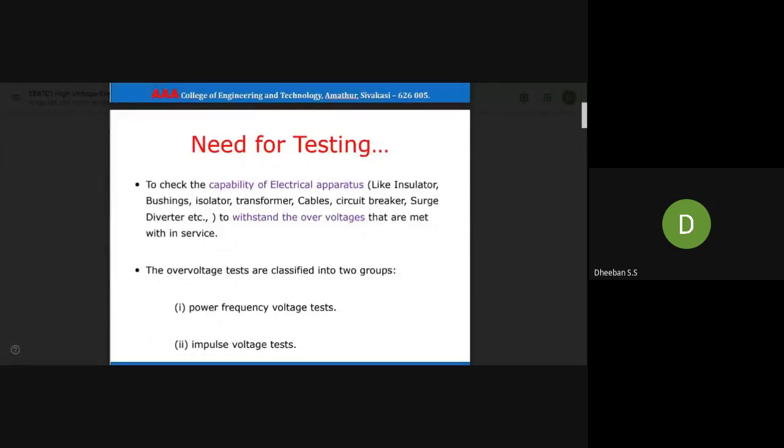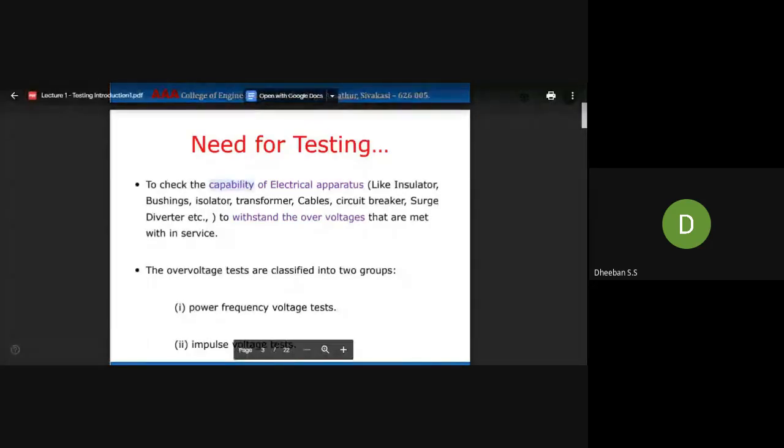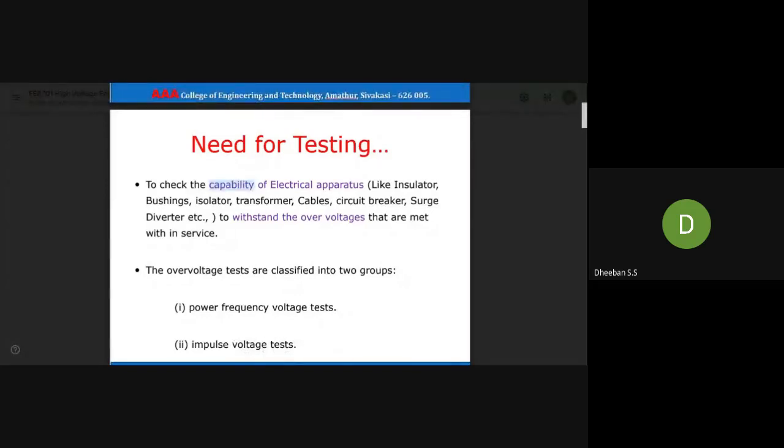The main necessity of testing electrical apparatus or electrical equipment is to know about the capability or the withstanding ability of an electrical apparatus. Generally, on the transmission and distribution side, before erecting any power system structure, they will be carrying out the testing part. Each and every electrical apparatus has to go through this testing, and only after that will it be erected in the power system network.